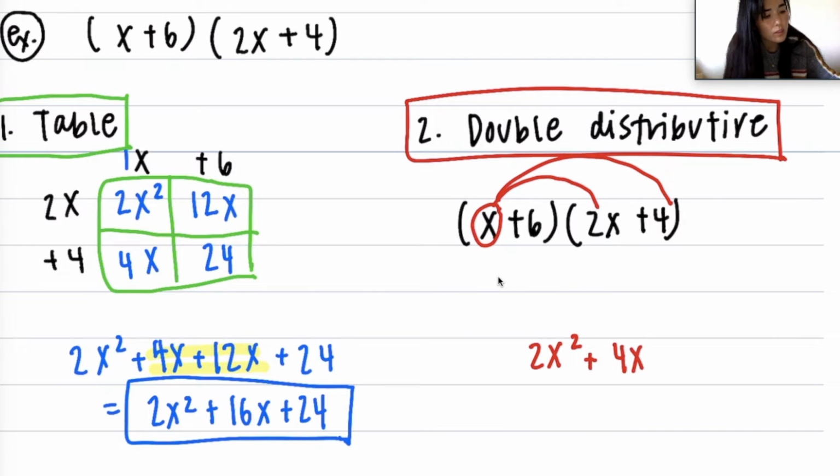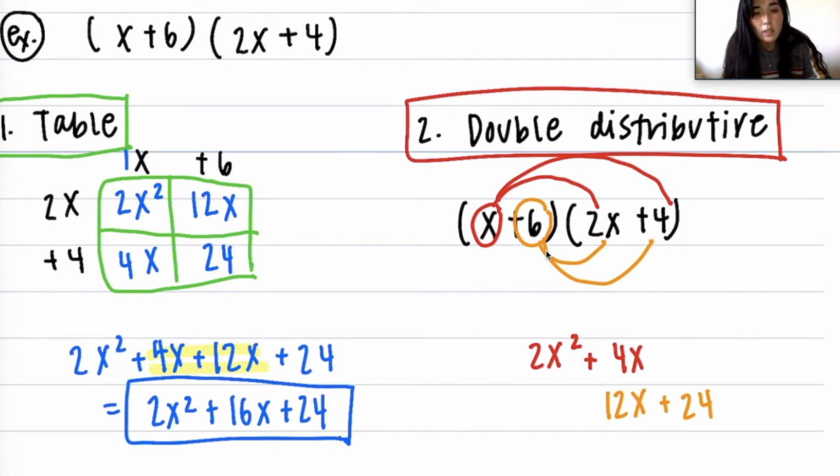All right, you're going to do the same with the 6 now. So that's why it's called double distributive. You're distributing the first term, and then we're also going to distribute the second term. So we're going to take that 6, and 6 goes to the 2x, so 6 times 2 is going to be 12x. And then 6 times 4 is going to be 24. And again, I'll fill in that plus sign.